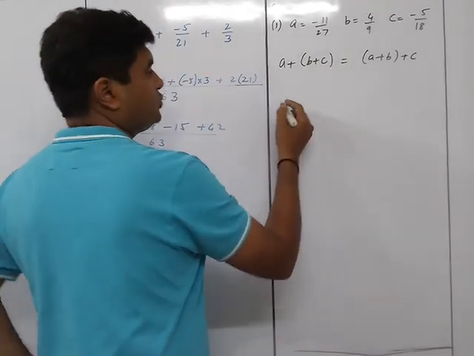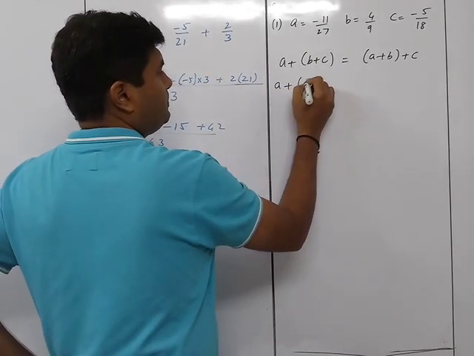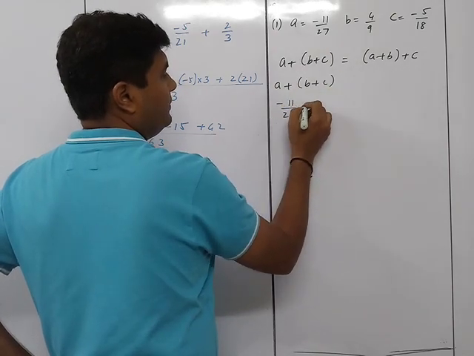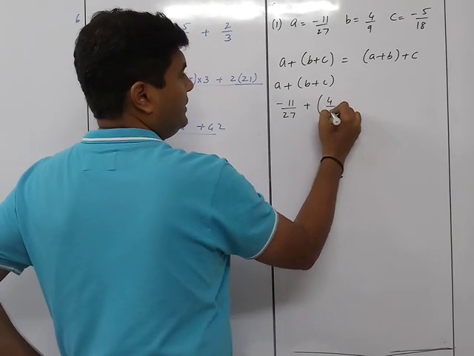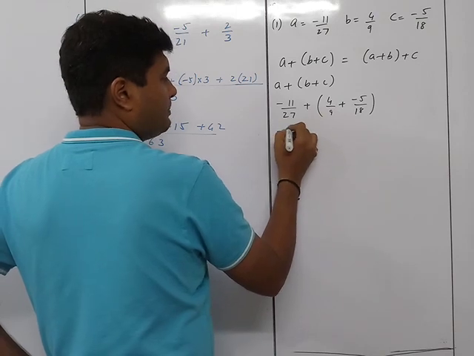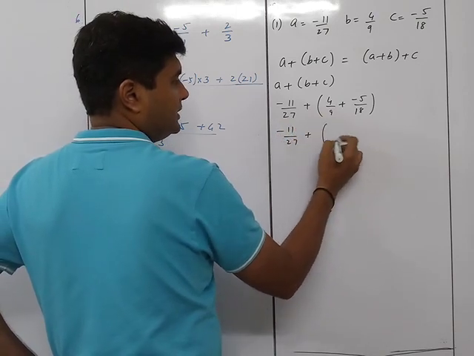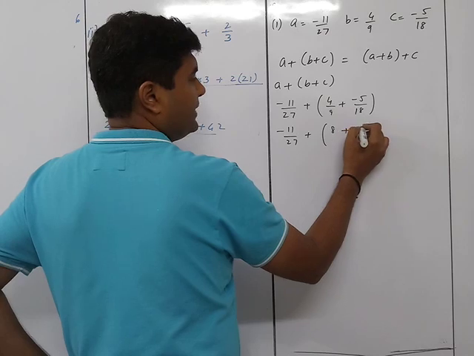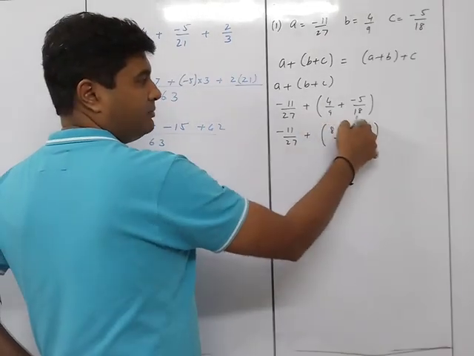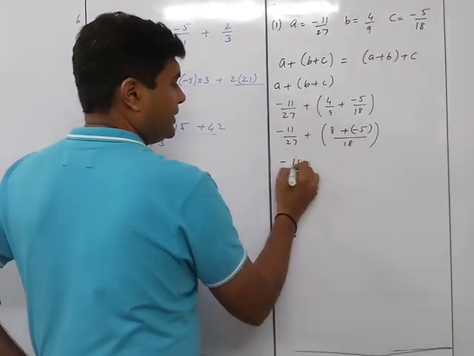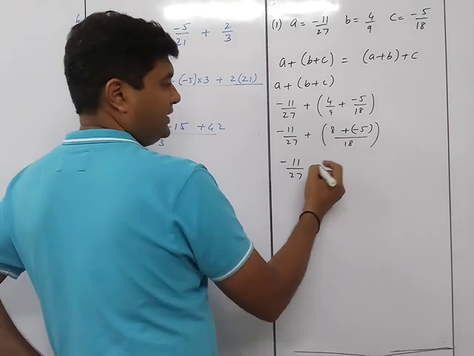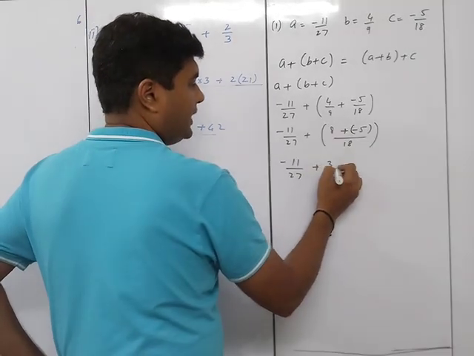So first let's check this one. We have A plus B plus C, which is minus 11 upon 27 plus 4 upon 9 plus minus 5 upon 18. Solving this first, we get minus 11 upon 27 plus, this will be 8 plus minus 5 upon 18. The LCM is 18, so it's minus 11 upon 27, and over here the answer will be 3, since 8 minus 5 is 3. So it will be plus 3 upon 18.